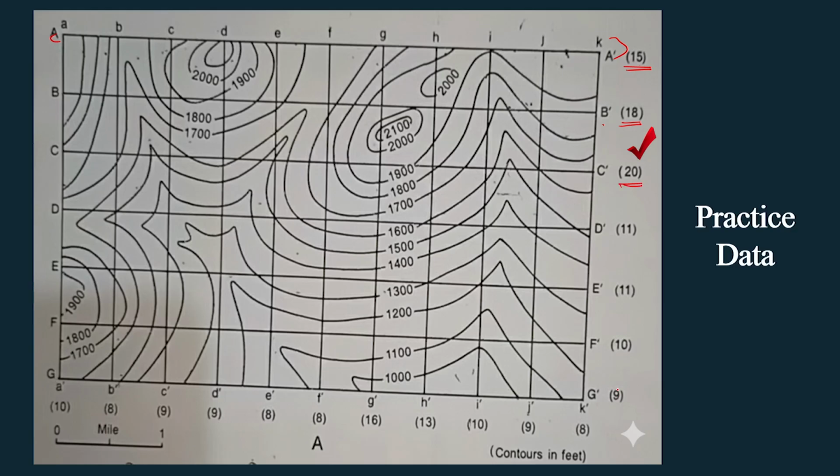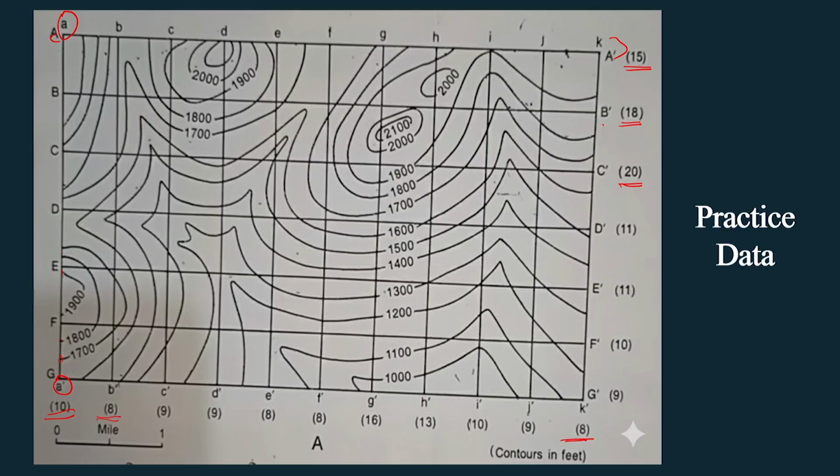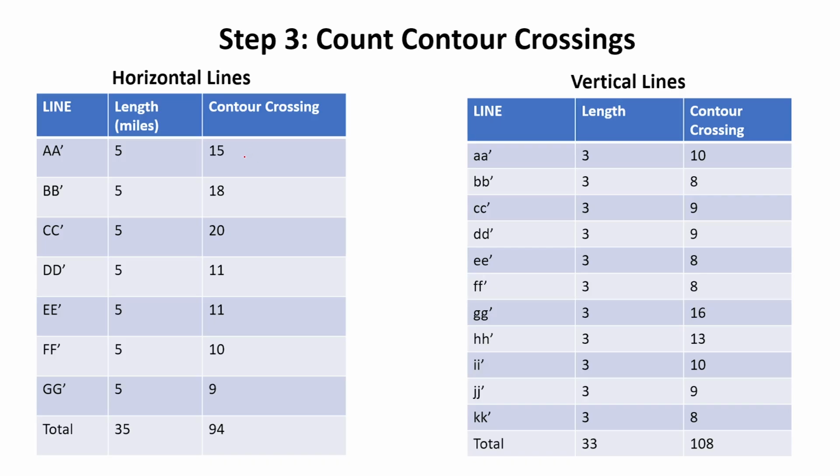So, we do the same thing for our vertical lines as well. Here we have named them using the smaller a, a dash and counted the crossings to be 10. Then we have b, b dash where the count is 8. Then c and up to k, k dash where the last count comes to 8. Once we have counted this, we draw up a table like this. These are our horizontal lines, the capital ones, and we have marked it as 15, 18, 20 and so on. And we will go on entering it as we count into a table.